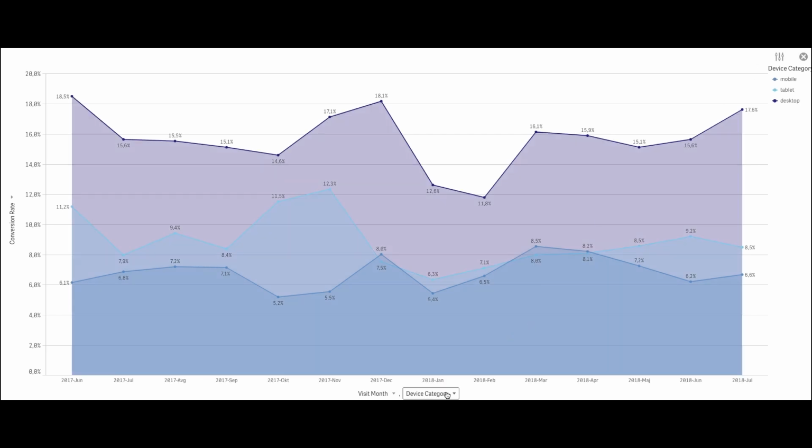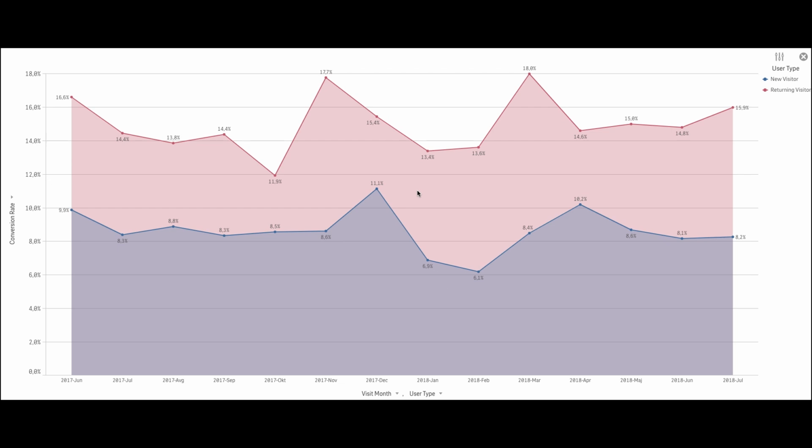The next thing I can look at is another segment, my user type. Do I see different drops by new users or returning visitors? I can basically see again that conversion is dropping across all segments. So this is my first insight: it's something that happens across all segments, which makes me suspect that it has to do with our offers or our search patterns.